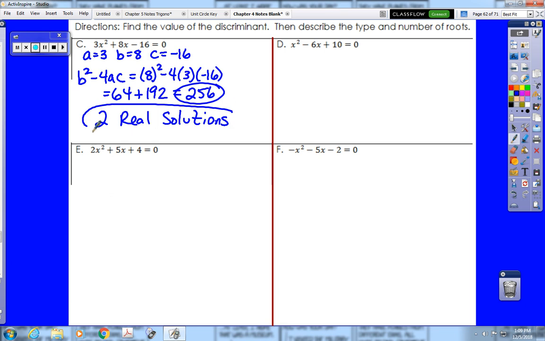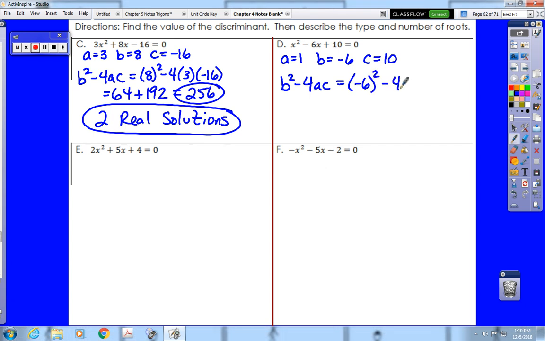The speed here is going to be relatively quick. On letter D, a is 1, b is negative 6, c is positive 10. b squared minus 4ac would be negative 6 squared minus 4 times 1 times 10, or 36 minus 40, which would be negative 4. It is a negative number, so that means we have two complex solutions.